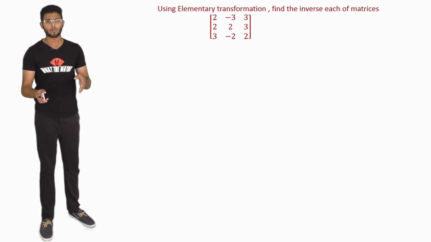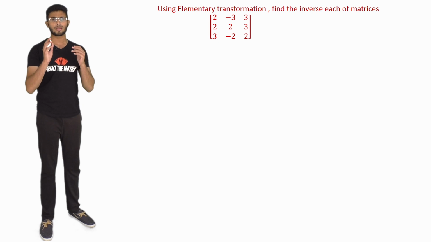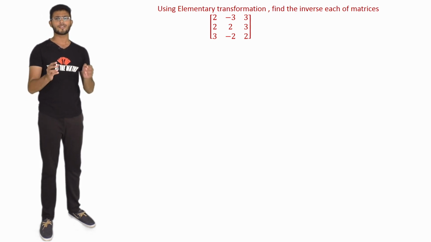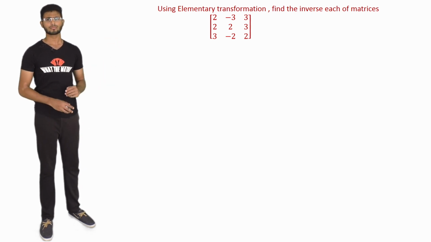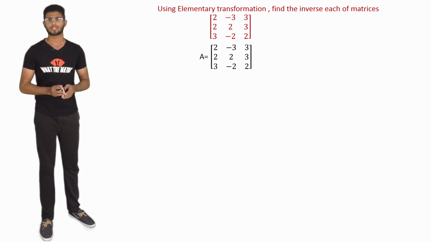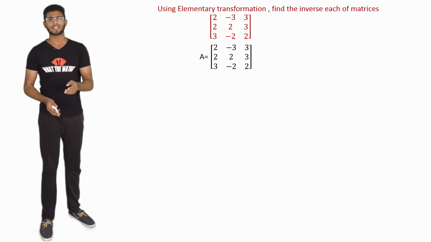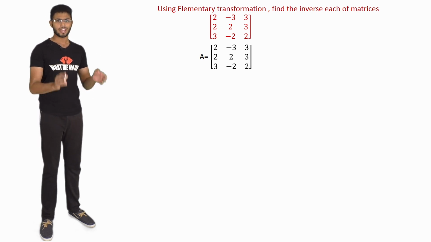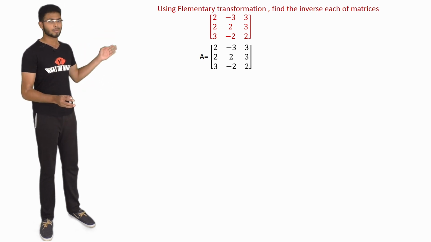So now in this problem, what we're going to be doing is using elementary row transformation to find the inverse of this matrix over here. As you can see, this matrix is a 3 by 3 matrix. So what we're going to do is say that this matrix is equal to A. Okay, so A is a 3 by 3 matrix.